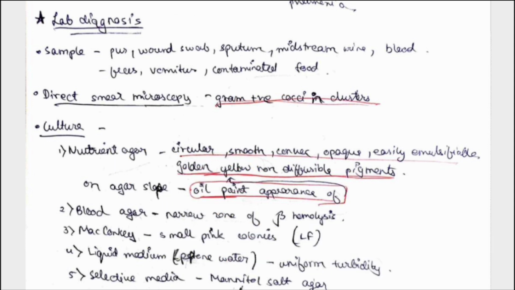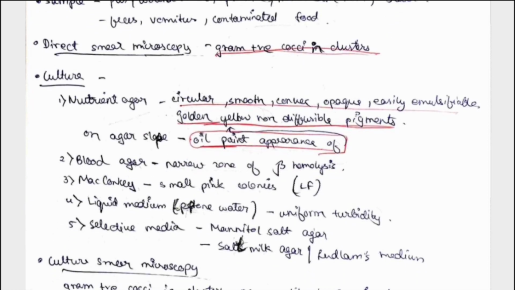On culture, I already said it forms circular, smooth, convex, opaque, easily emulsifiable, golden yellow, non-diffusible pigmented colonies. On agar slope, oil paint appearance of Staphylococcus aureus is seen. On nutrient agar it forms golden yellow colonies. On blood agar it forms beta hemolysis.